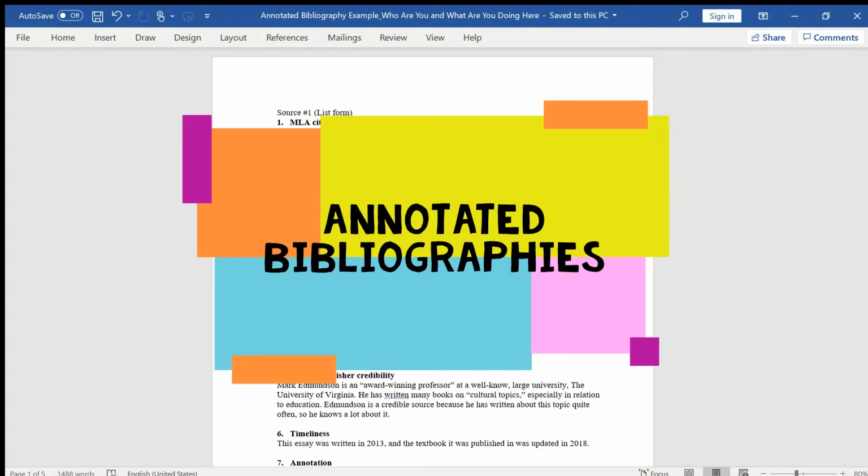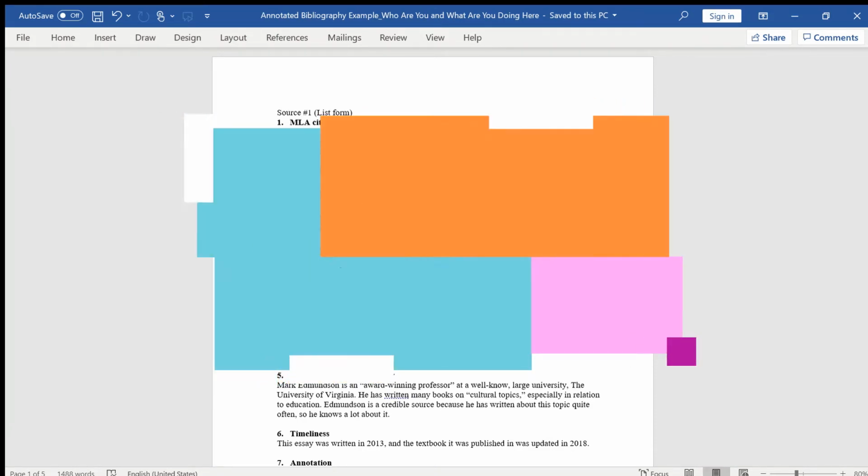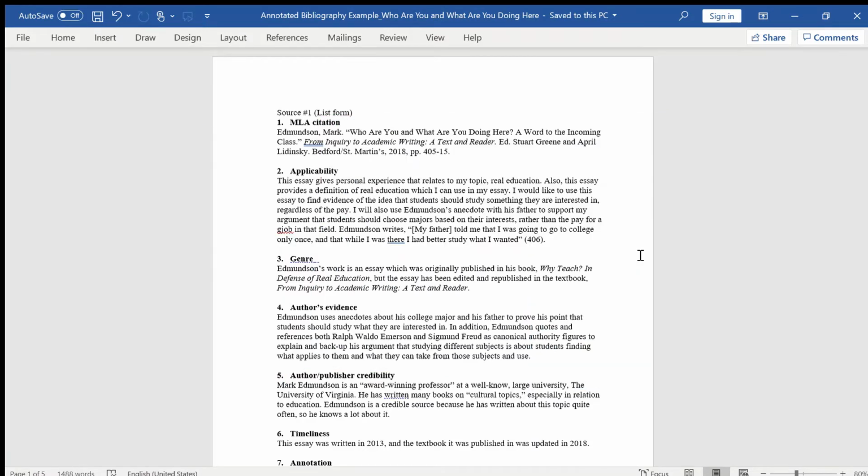Today we're going to talk about annotated bibliographies. Annotated bibliographies are oftentimes done before you start a research essay. They are used to help you compile your sources, cite your sources, and also explain and justify why you are using certain sources.